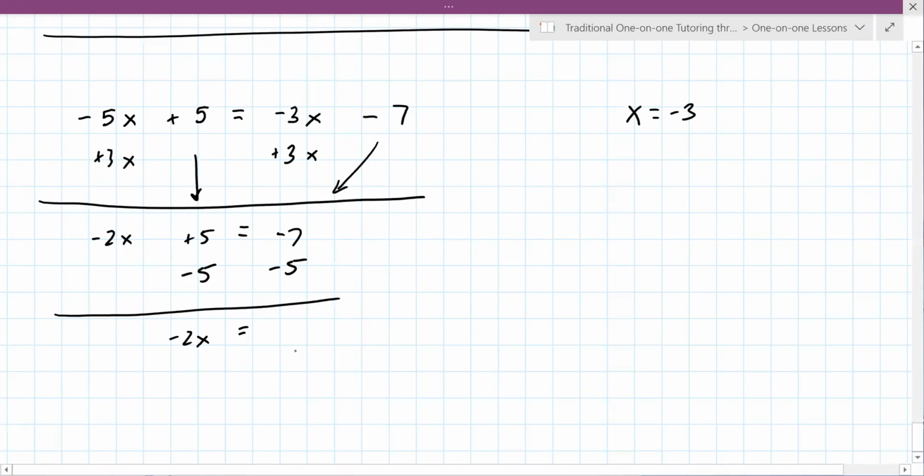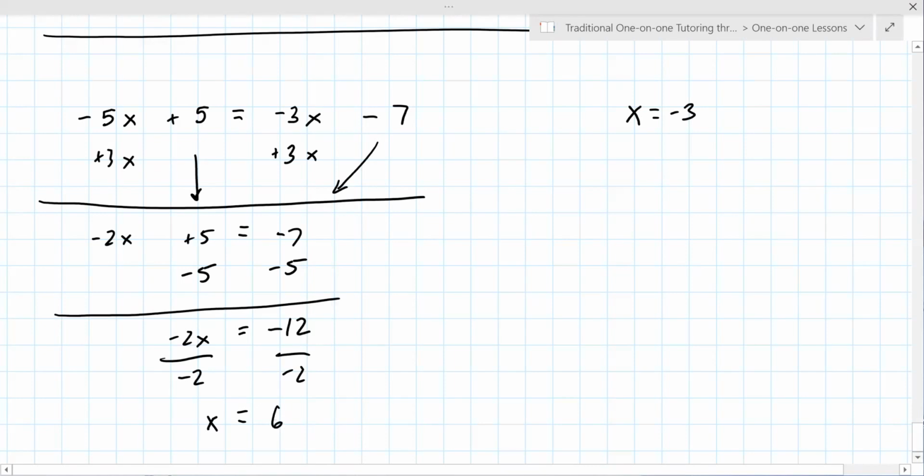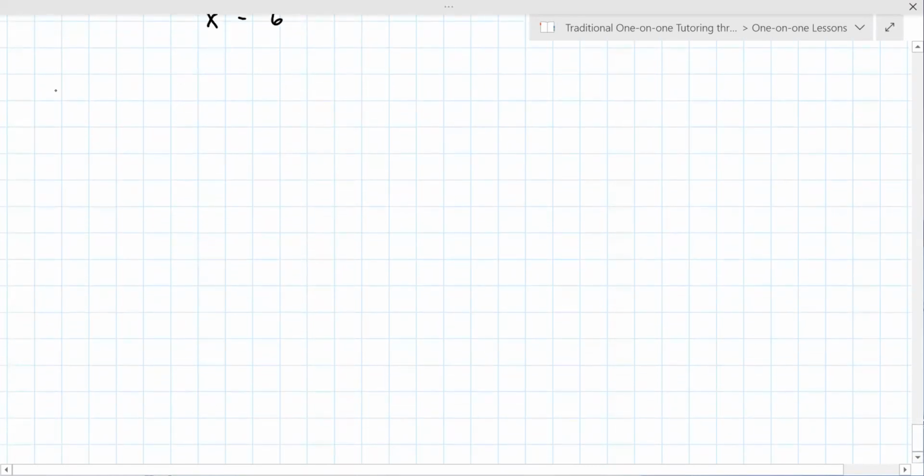What is the number here? Okay, that's 12. It's -12. And then x equals -6. It's not -6. You are dividing both sides by negative 2. Oh, wait, x equals 6. Yes. Very good.